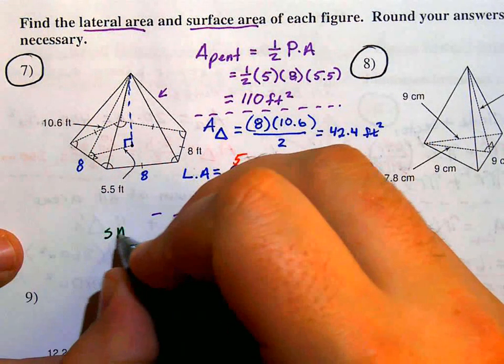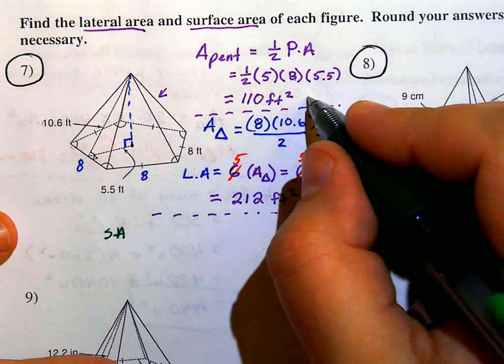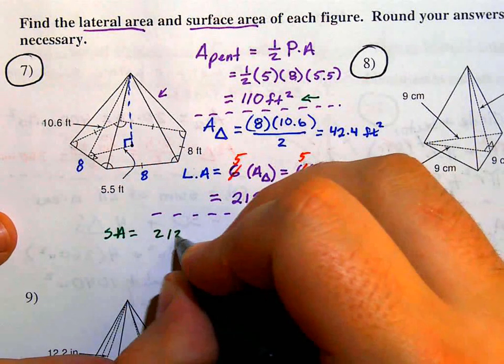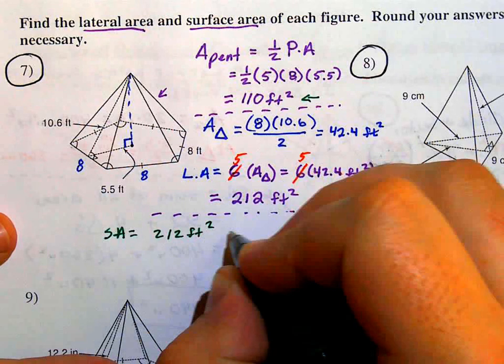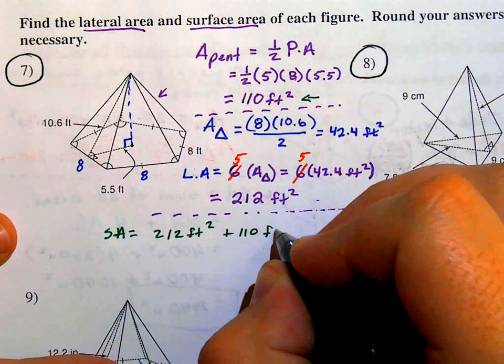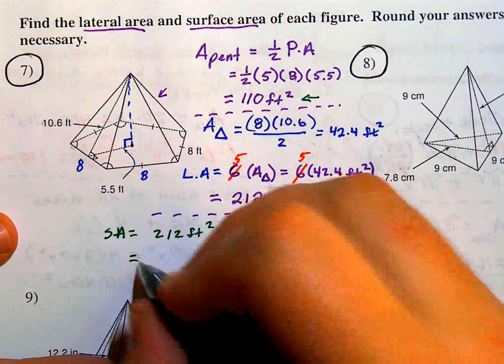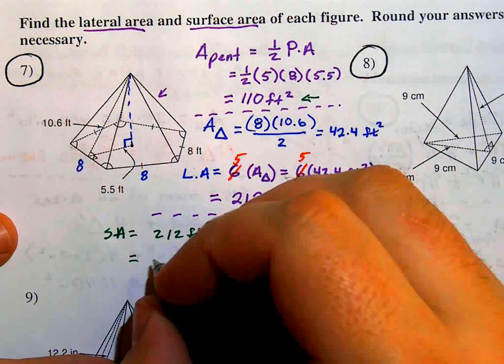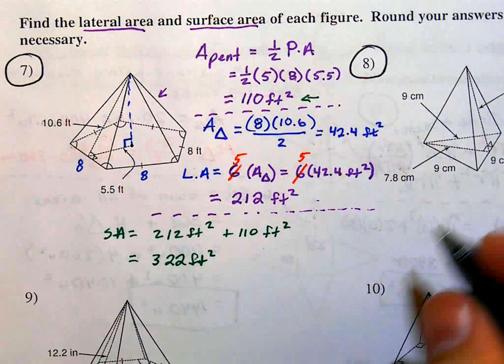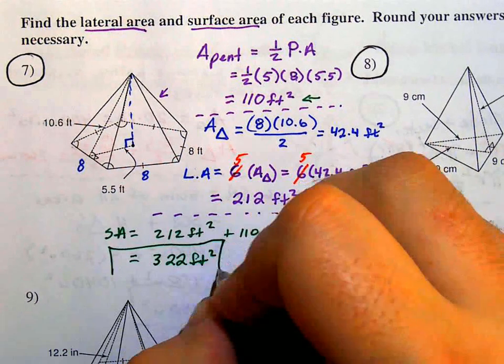Let's see. That's the lateral area, but the surface area is when we add in this original pentagon base. So I'm going to have the lateral area of 212 feet squared plus the pentagon base of 110 feet squared, and I'm going to add those together, and that's going to be 322 square feet.